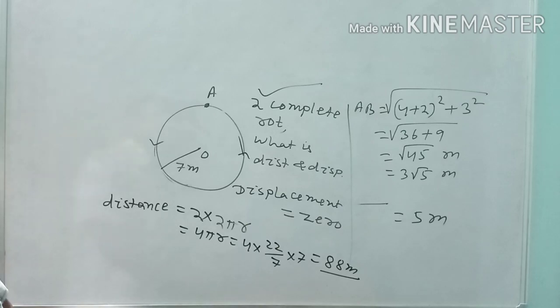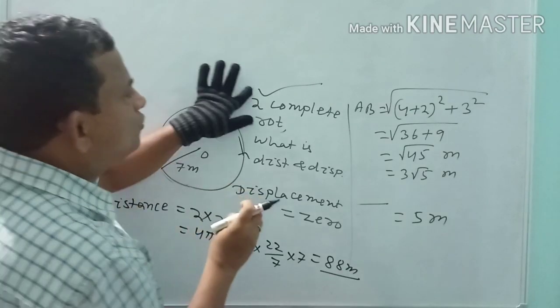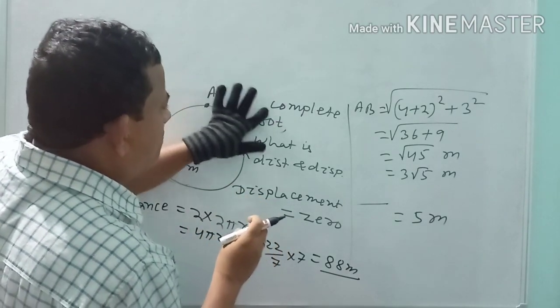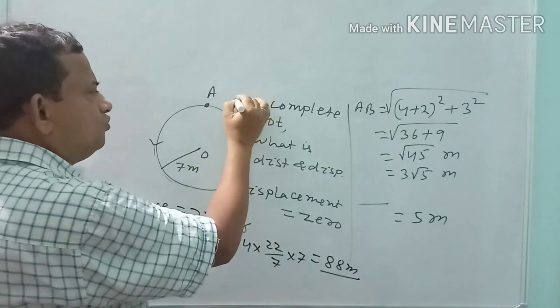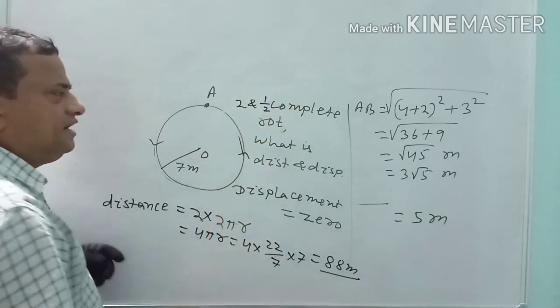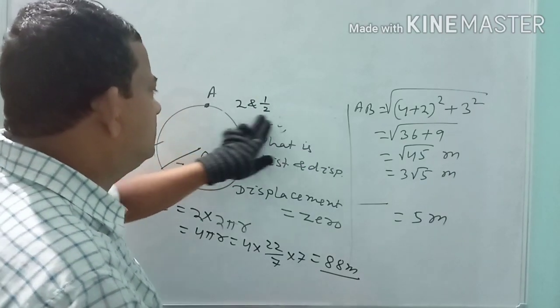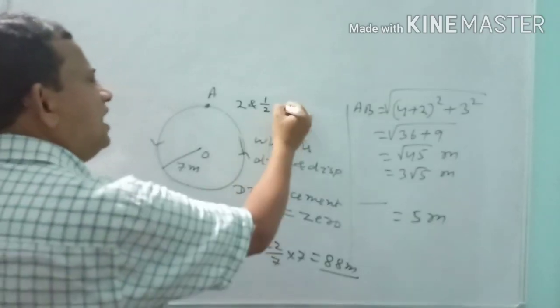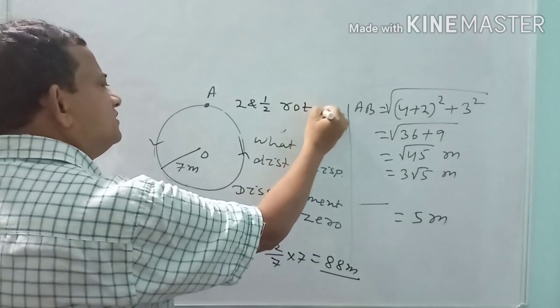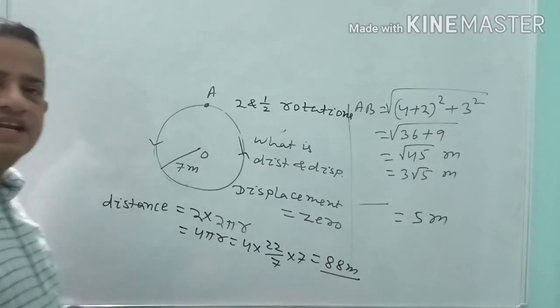If I change the question, in place of 2, I write 2.5 revolutions, complete and half revolutions, or 2.5 rotations. What is the distance and the displacement?